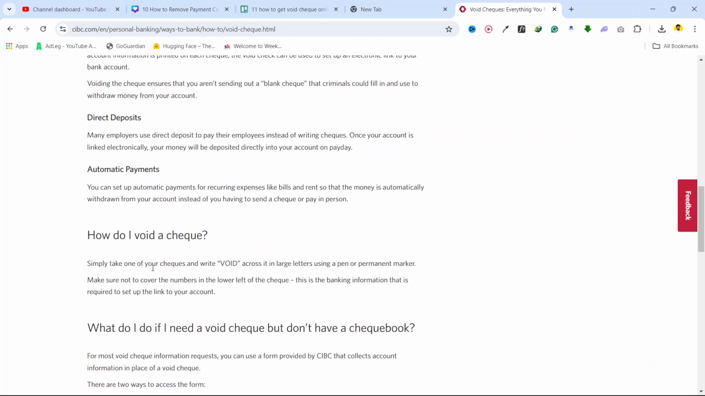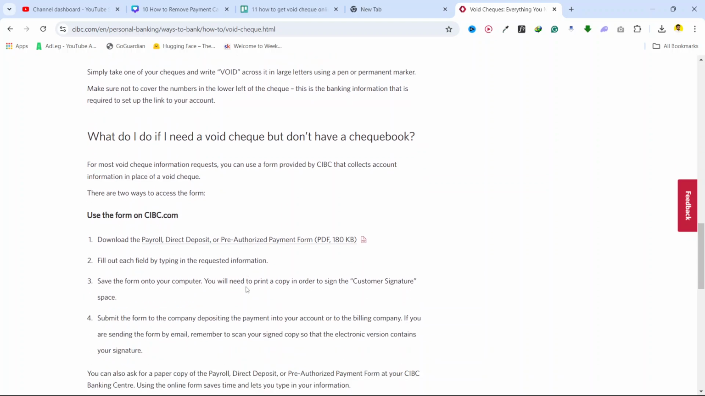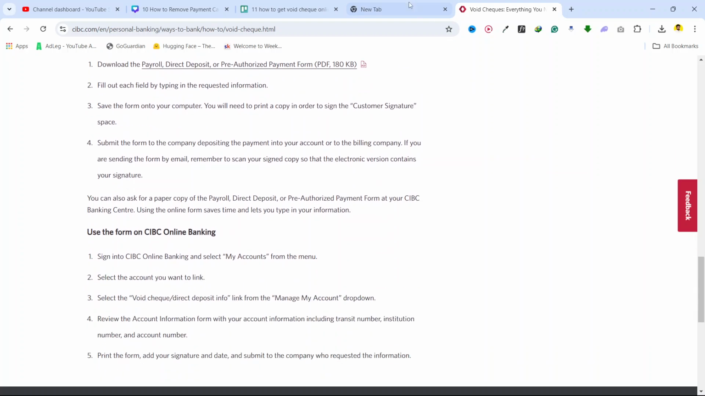Simply take one of your checks and write void across it in large letters using a pen or permanent marker. Okay, so this is the process. And how do I do it if I need a void check but don't have a checkbook? For most void check information requests, you can use a form provided by CIBC that collects account information in place of a void check. So this is a process that you need to follow.